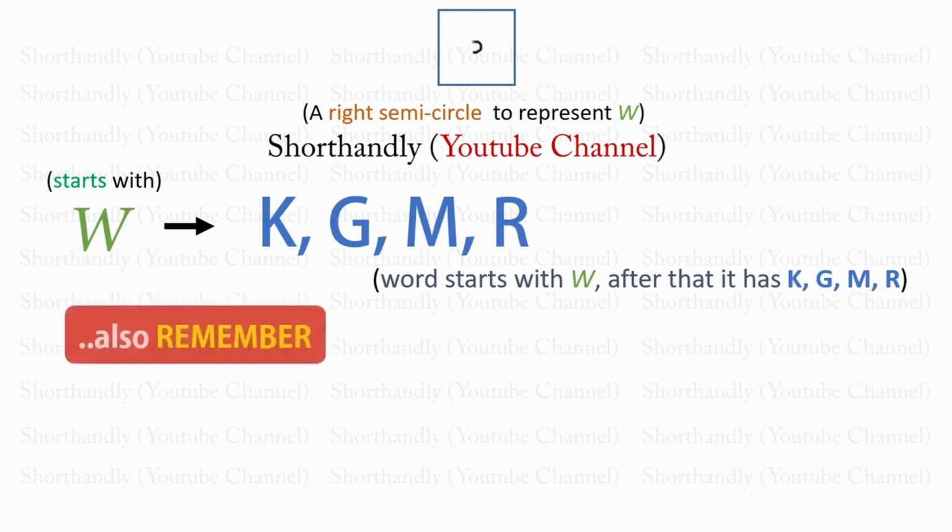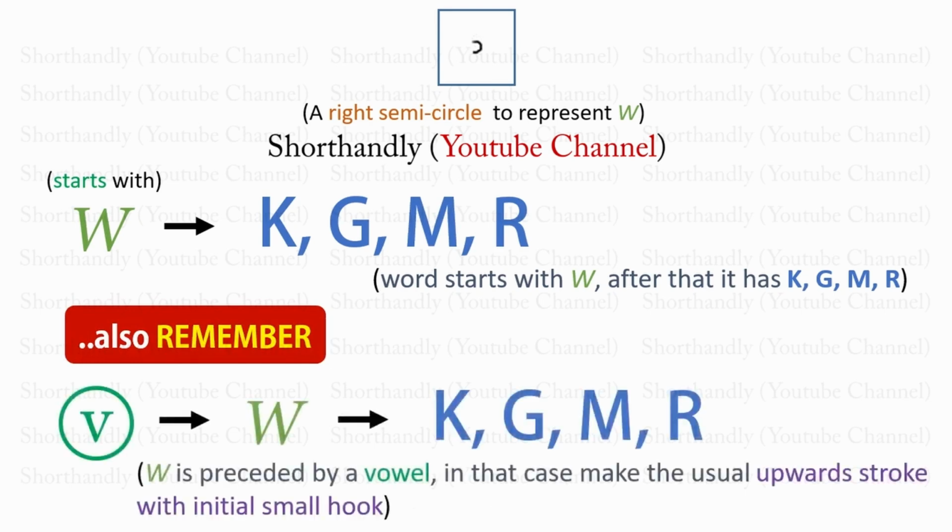But you also have to remember one thing here, which is if you also have a vowel before the way consonant, then in that case you will not be making the right semicircle to represent the way consonant. Instead of that, you will be making the upwards stroke with initial small hook, which is the usual way of representing the way consonant. So now let's see some examples so we can better understand this concept.